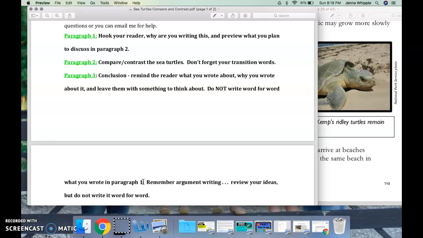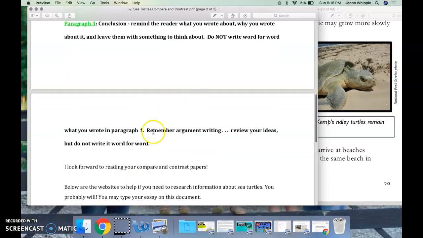This is where synonyms and antonyms come into play. Use a thesaurus if you're not sure what other words you could use. I also mentioned here, remember your argument writing, reviewing your ideas, not writing word for word.